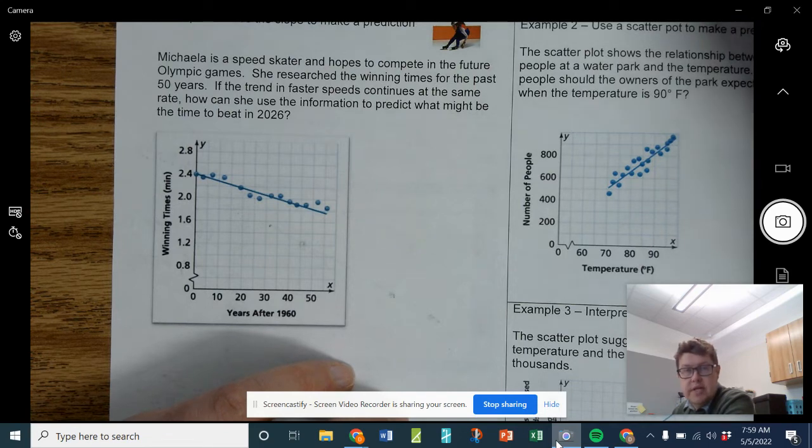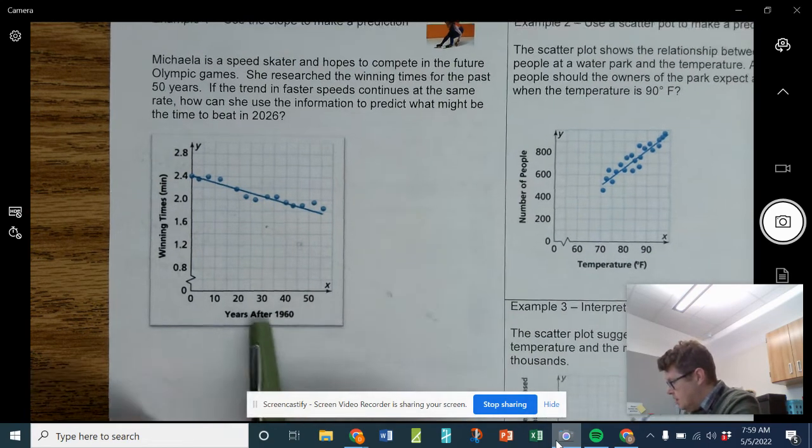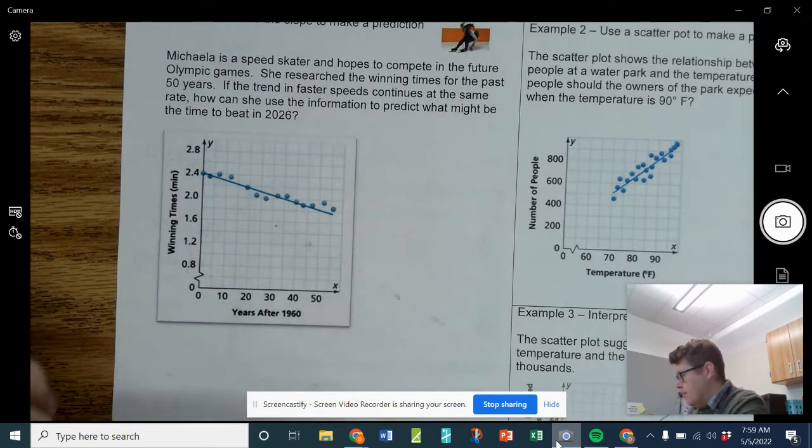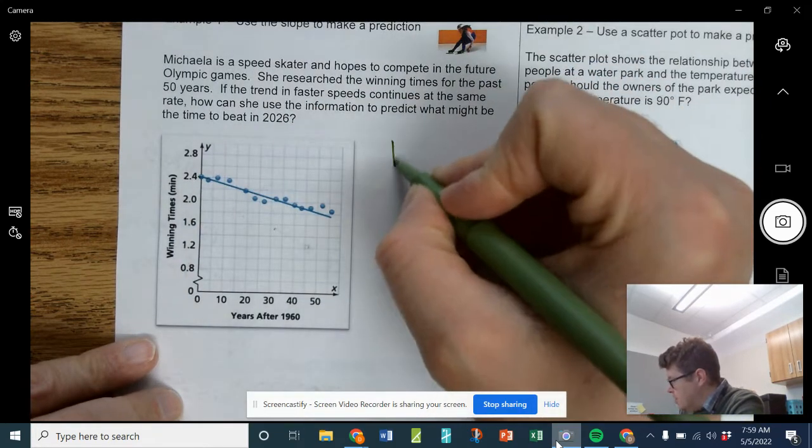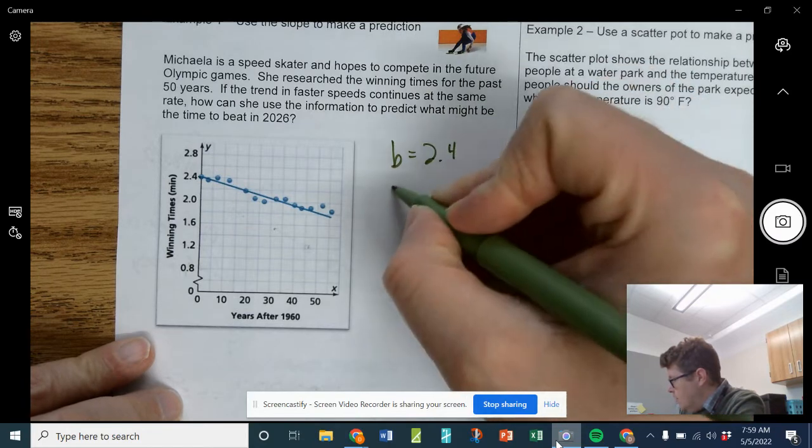So years after 1960. We're going to do the same thing. We're going to figure out the slope versus the y-intercept. Right, we got our y-intercept is about 2.4 minutes. So that's our b value. We're going to fill in our slope in a minute.